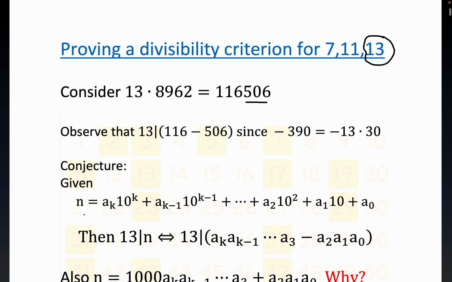Now, this is the standard way to write the Hindu-Arabic representation, decimal representation of an integer, where the a sub k's are all integers between 0 and 9. Okay. Now, we're going to conjecture that 13 divides n if and only if 13 divides this difference. And if you see right here, that's exactly what we did right here. Like this piece right here would be, as far as the notation we're using, whoops, sorry. That's supposed to be an arrow, ladies and gentlemen.